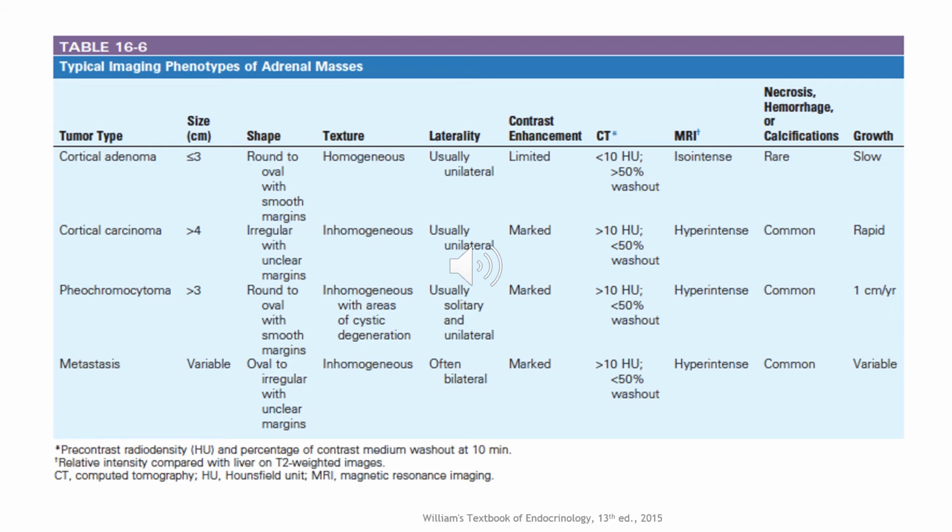The imaging phenotype consistent with pheochromocytoma includes enhancement with intravenous contrast medium on CT, high signal intensity on T2 weighted MRI, cystic and hemorrhagic changes, and variable size. Also, the tumor may be bilateral.